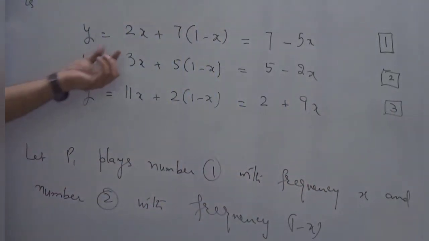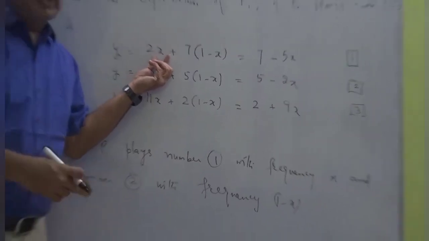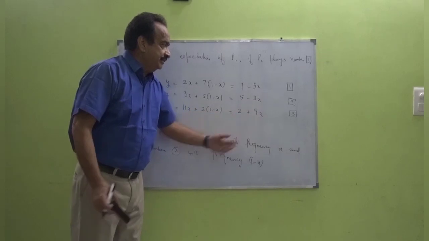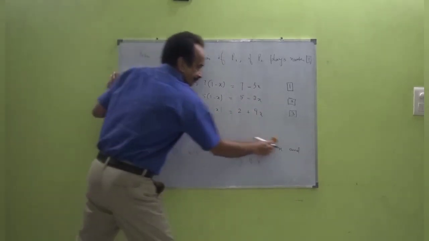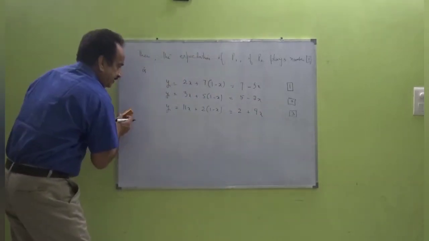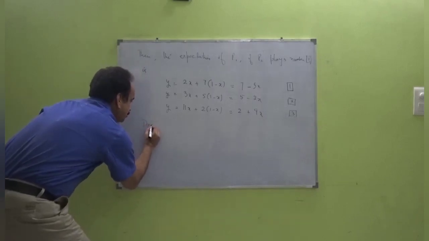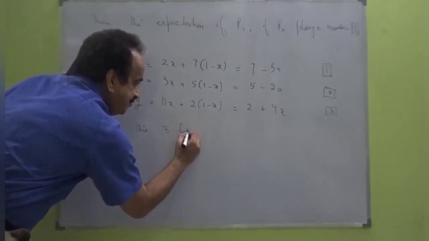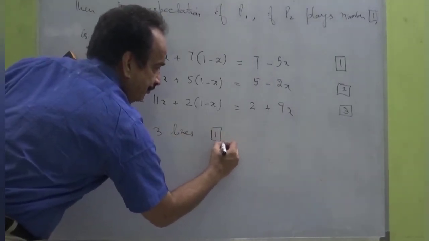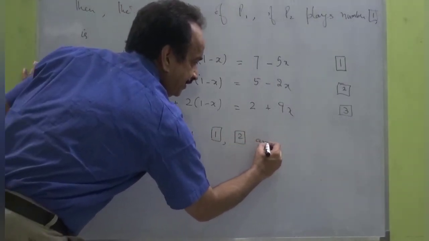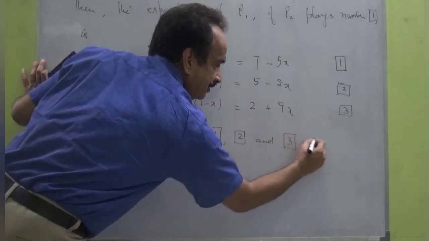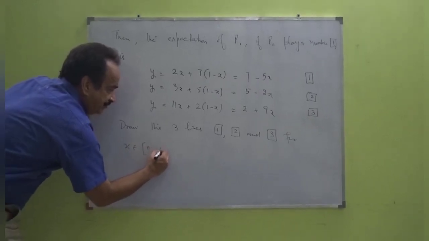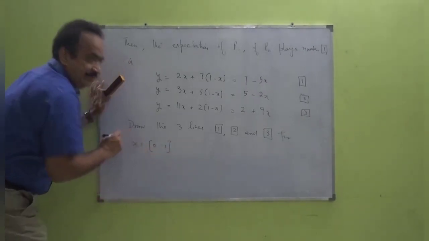Now since x, the frequency, lies between 0 and 1, we'll draw these 3 lines 1, 2 and 3 on the x y plane for x in 0, 1, because the frequency lies between 0 and 1.